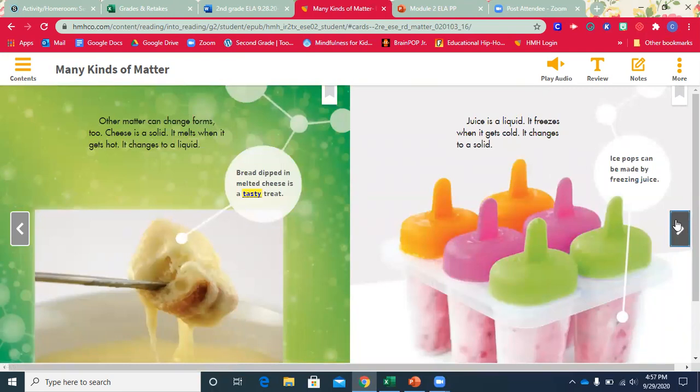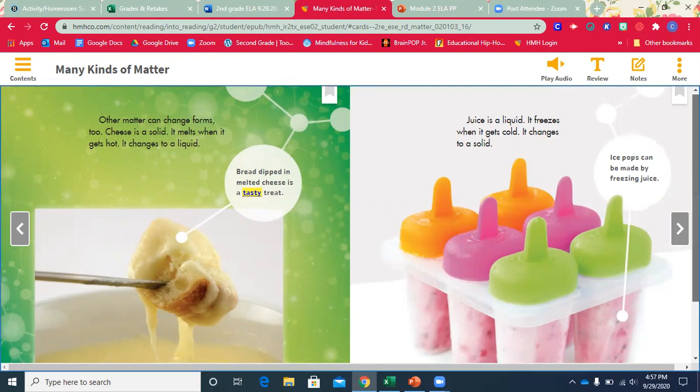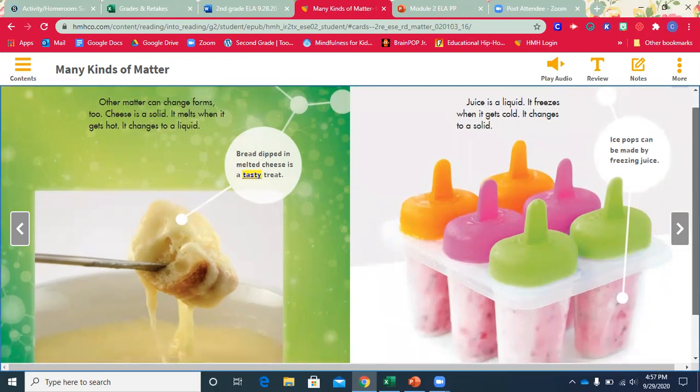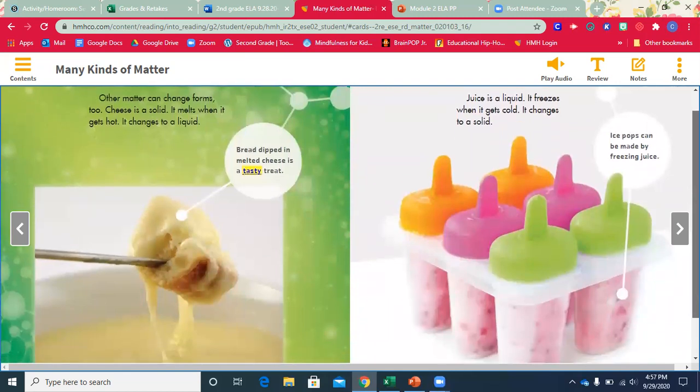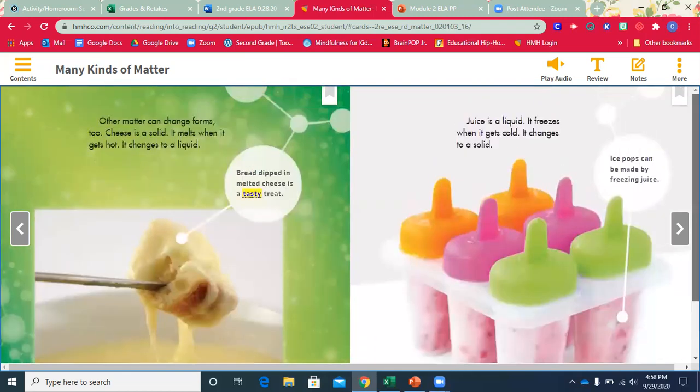Other matter can change forms too. Cheese is a solid. It melts when it gets hot. It changes to a liquid. Bread dipped in melted cheese is a tasty treat. Juice is a liquid. It freezes when it gets cold. It changes to a solid. Ice pops can be made by freezing juice.